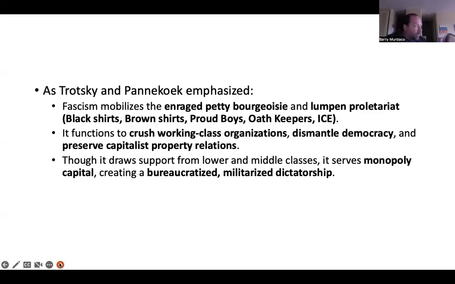They came out of the lower middle class. They came out of certain segments of the working class or the lower class who were not a regular part of the workforce as well. Now, many people have drawn similar comparisons between the class bases of that and groups like the Proud Boys, the Oath Keepers, and even ICE.